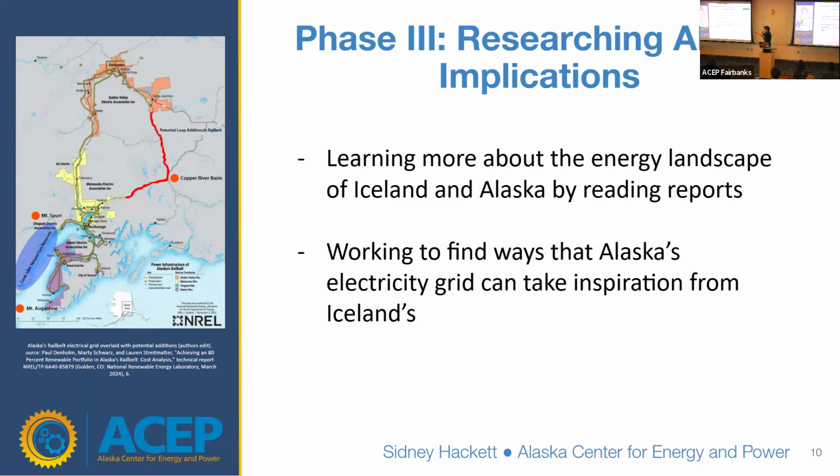So you can see I have a map of the rail belt grid with a few potential additions overlaid. So things like pointing out geothermal sites or potential geothermal sites that are close to the rail belt, as well as a potential connection between Delta Junction and Palmer that would turn Alaska's rail belt into a loop to add further redundancy, basing it off of the model of Iceland's ring grid system.